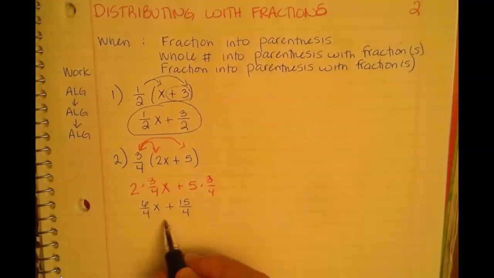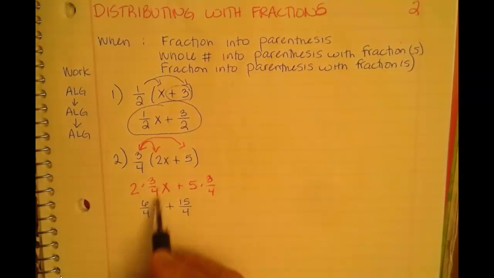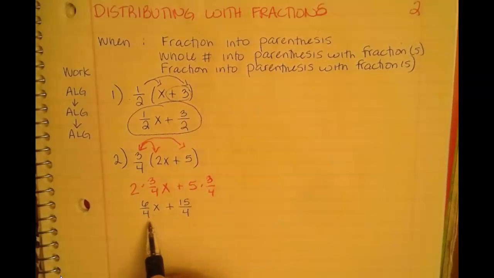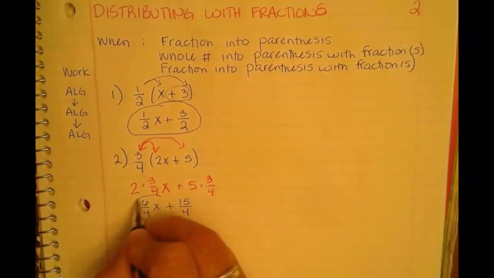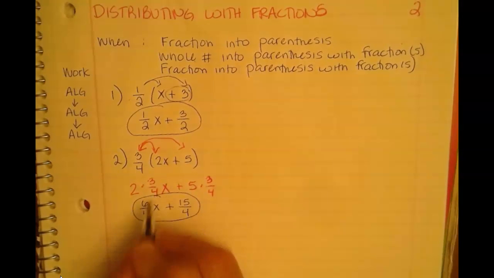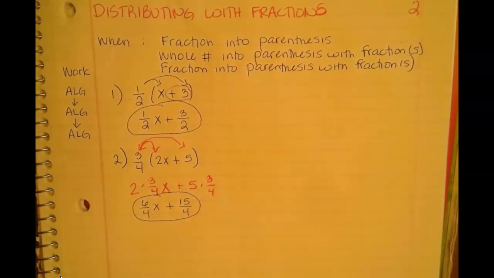Same thing here. I've distributed, right? And I've looked at it and said they can't go together because this one has an x and this one does not have an x. So this is as simplified as I can make it. Okay? So all we're doing now is distributing. We're not solving equations, and that's because you don't know what it's equal to. You have to know what it's equal to in order to be able to solve it, right?